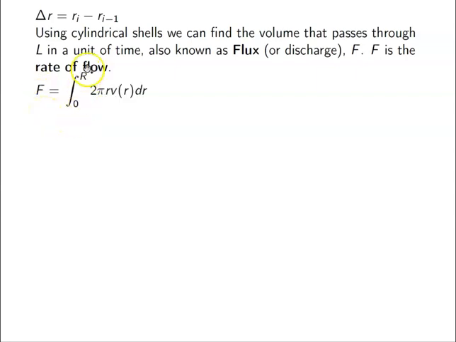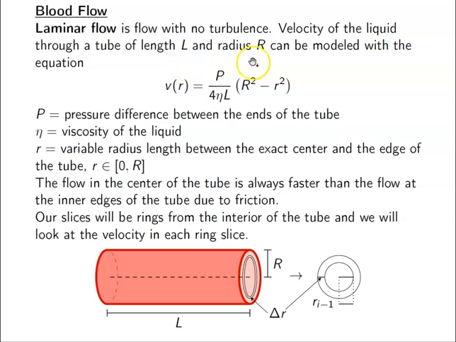So capital F here is the integral from 0 to R of 2 pi times the radius times the velocity through whatever slice of a radius that we're looking at. So this is through the cylindrical shells method. I'm going to integrate with respect to little r. Our v of r, the velocity at whatever distance away from the center, has the formula which we just went over, right here.